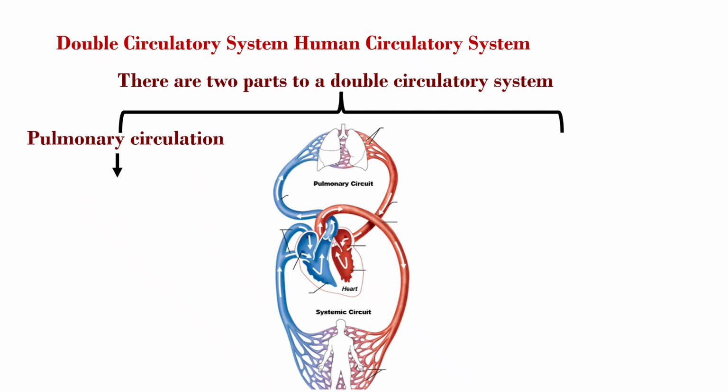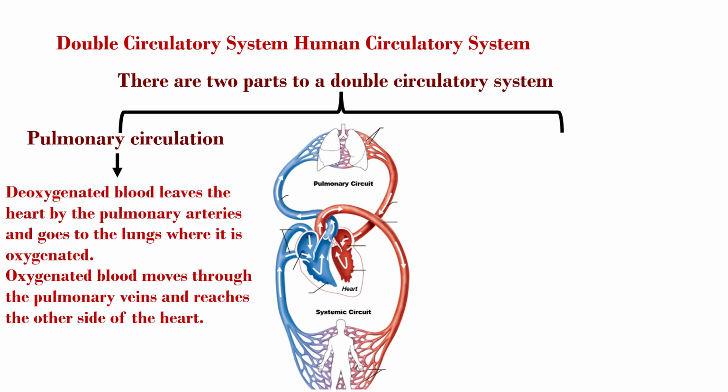The pulmonary circulation. Pulmonary means related to the lungs. These are the human lungs. They are the organs which get you the oxygen and get rid of carbon dioxide. Deoxygenated blood, which here is represented by a blue color.